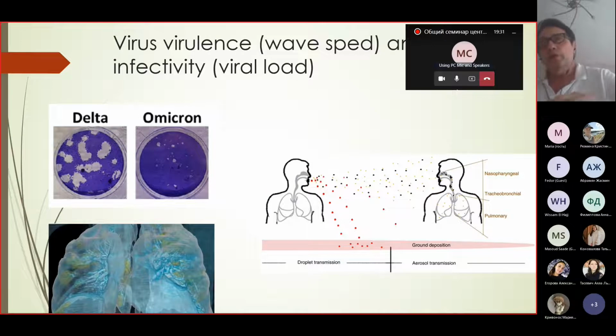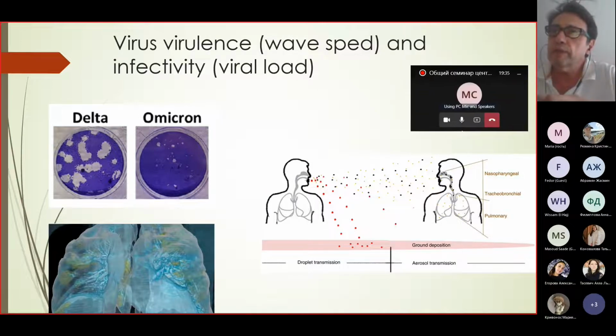And this is very important, and this is why we discuss this wave speed many times. Why is it so important? Because the wave speed, the speed with which this viral infection spreads, is proportional to, related to, virus virulence.